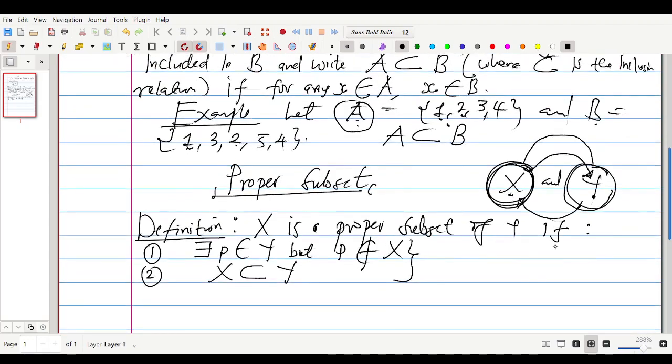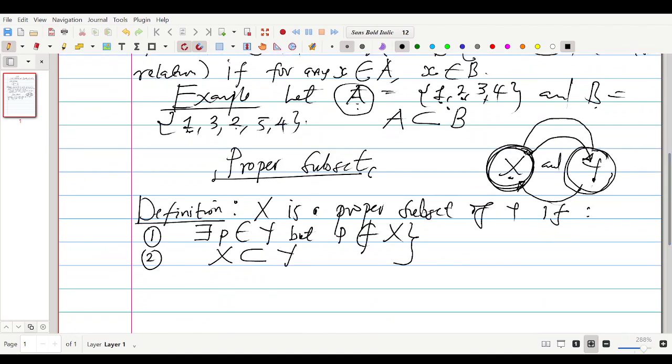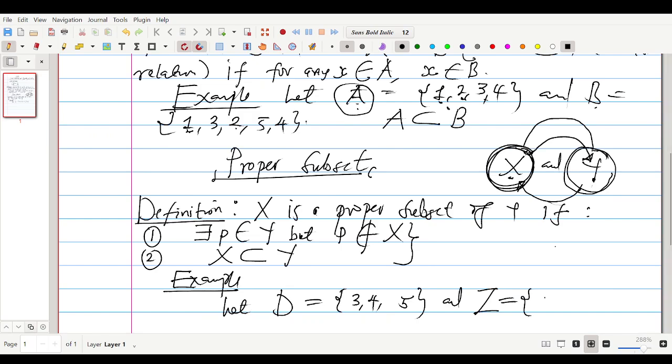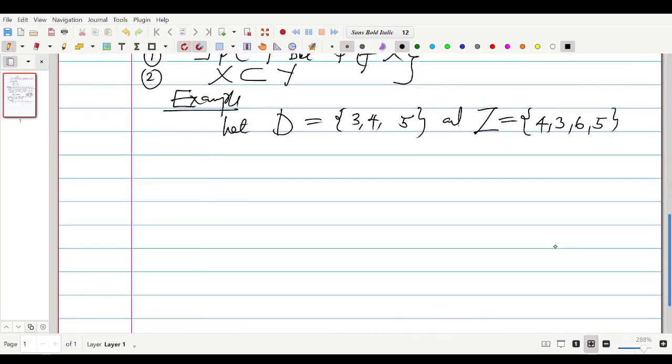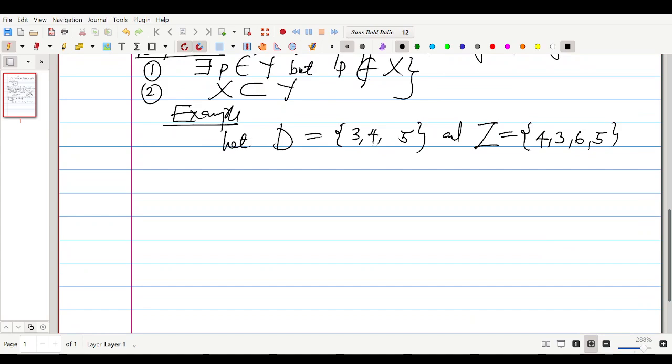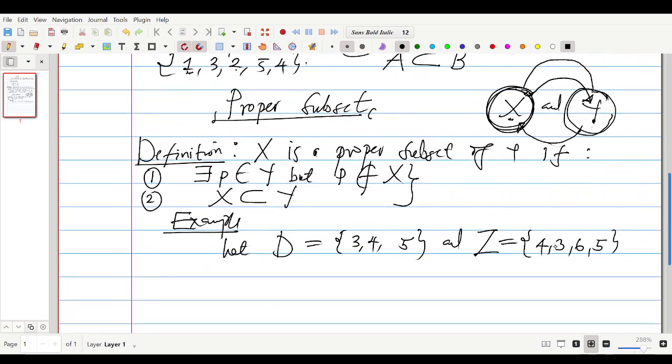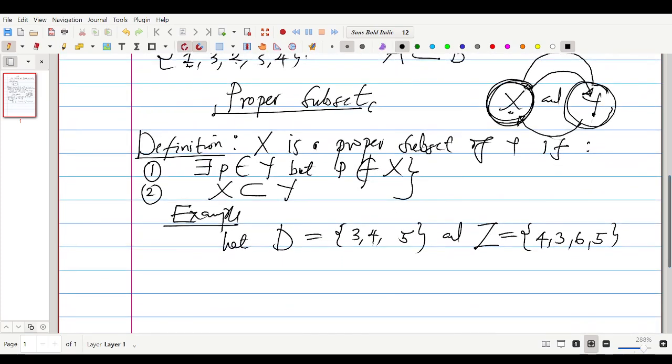Let me give an example of this discussion. Let's say set D is equal to {3, 4, 5} and set Z is equal to {4, 3, 6, 5}. Now observe something. What are the conditions for a proper subset? Number one, we said there should exist an element P in Y, but that element should not be in X.